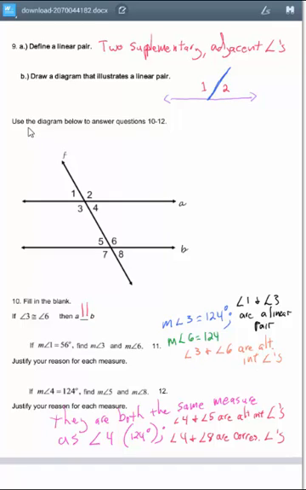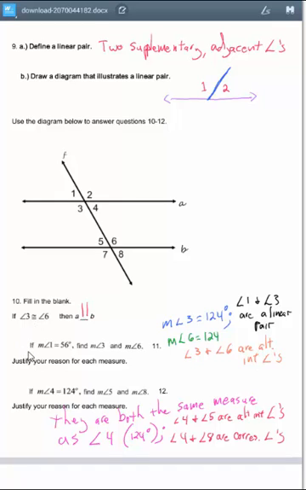We need to use the diagram below to answer question 10 through 12. Number 10 says fill in the blank. Angle 3 is congruent to angle 6. Well, if angle 3 is congruent to angle 6, that means that they're alternate interior angles, and if they're congruent, that means that the two lines that are crossed by the transversal have to be parallel. So in this case, A is parallel to B. Line A is parallel to line B.